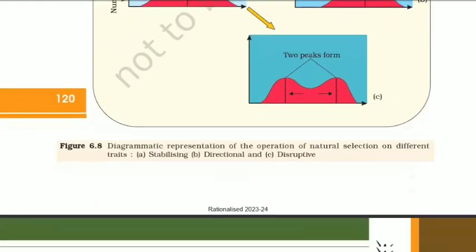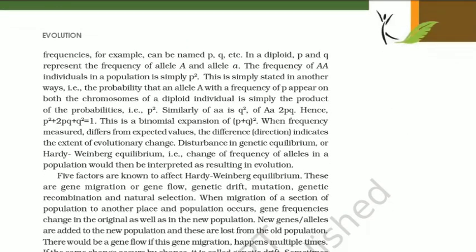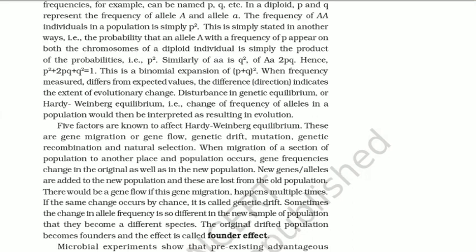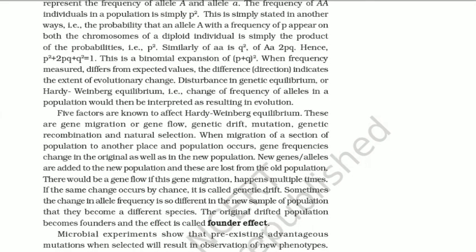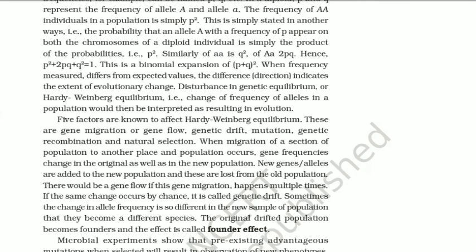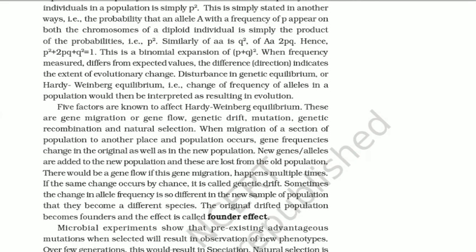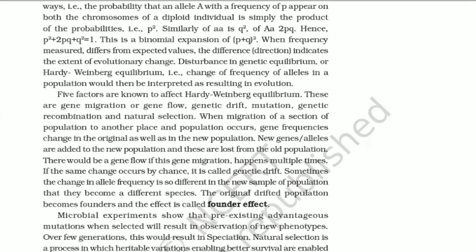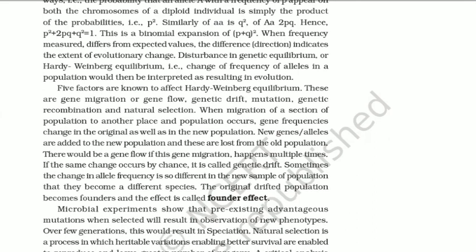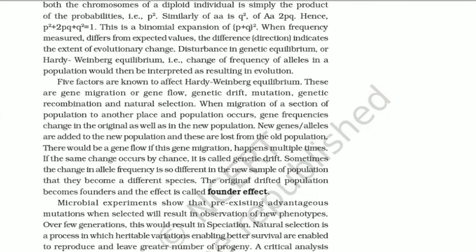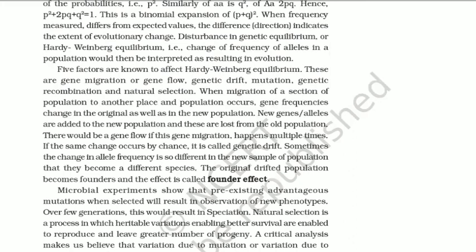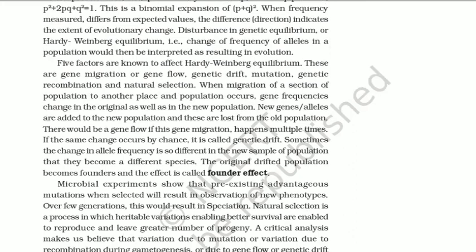Individual frequencies, for example, can be named p, q, etc. In a diploid, p and q represent the frequency of allele A and allele a. The frequency of AA individuals in a population is simply p squared. This is simply stated in another way, that is, the probability that an allele A with a frequency of p appears on both the chromosomes of a diploid individual is simply the product of the probabilities, that is, p squared. Similarly, of aa is q squared, of Aa 2pq. Hence, p squared plus 2pq plus q squared is equal to 1. This is a binomial expansion of (p plus q) whole squared.